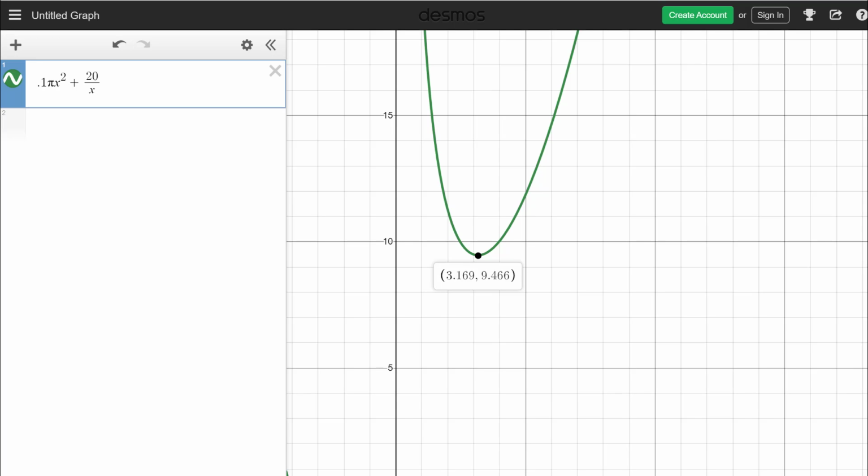So 3.169 will be the radius that will generate the least cost, and $9.47 will be the least cost that can be obtained for a can of this particular size. So that's all you'd have to be able to figure out: you just find that minimum value on the vertex, keeping in mind that we substituted x for r, and we come up with a radius of 3.169 centimeters will generate a least cost of $9.47. And that's the end of these notes.